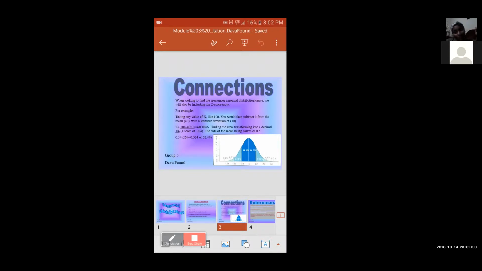As you can see below, I did a problem getting a 6 and then transforming it into a decimal, which then goes into the z-score table, finding that standard deviation and the decimal that goes along with it. Remember that beside the mean, each side is a half, so you would add it to that z-score.